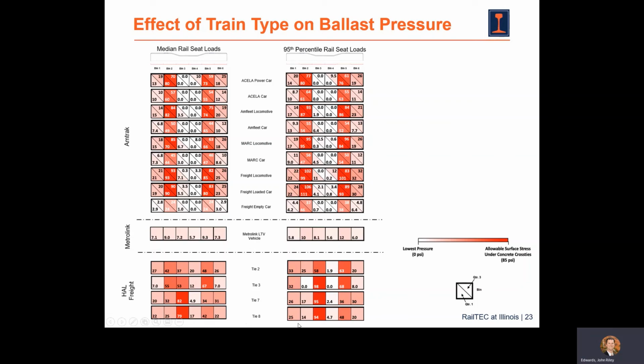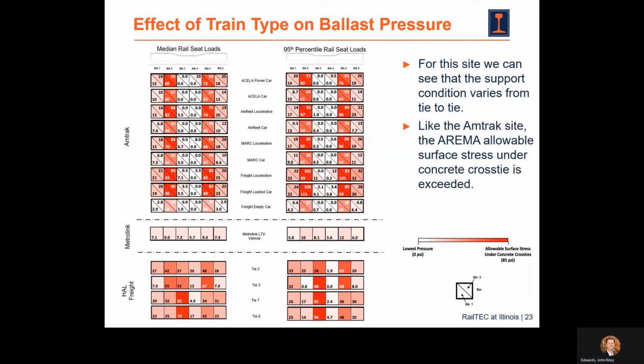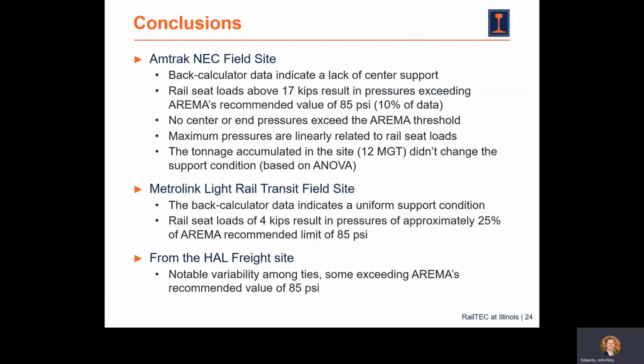What we have on the Western Railroad, the Class 1 field site, is data from 4 different ties. These ties are very close to one another, and we can see similarities, yet some differences in terms of how the support is distributed among these 4 ties. And we see some exceedances of the AREMA recommended values.